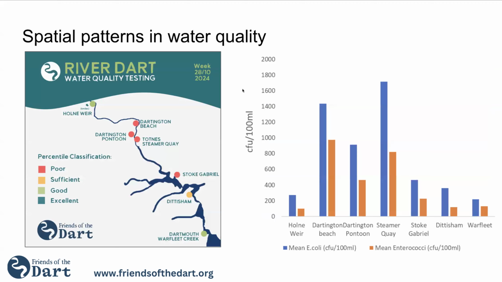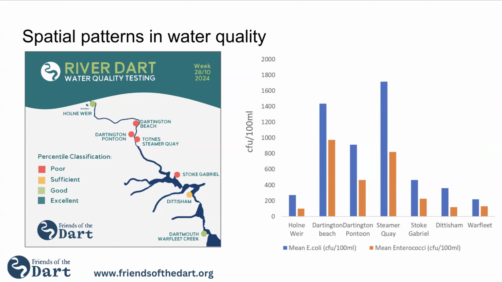So I'm going to go into a little bit more depth about what we found at individual sites now. So in terms of spatial patterns, our highest point up the river at Holme Weir has been very clean. The water quality up there consistently has low bacterial concentrations. There are spikes after rainfall events, but these seem to die down quite quickly.